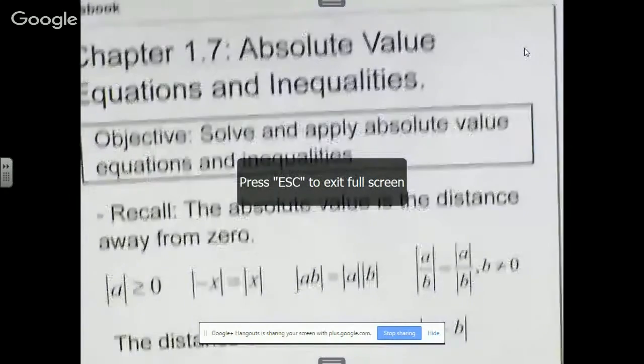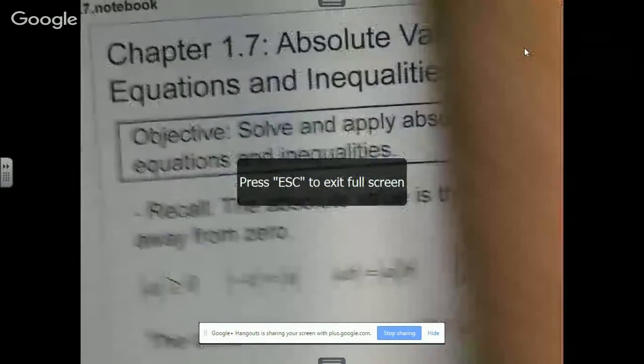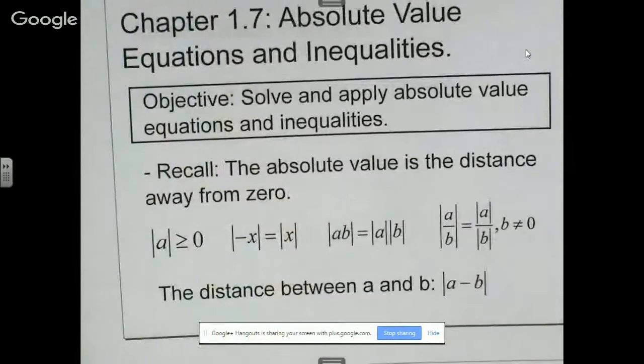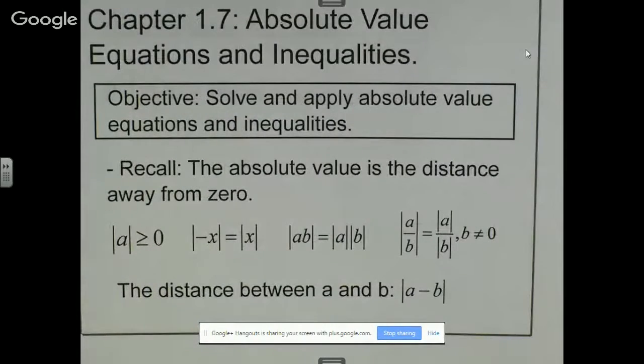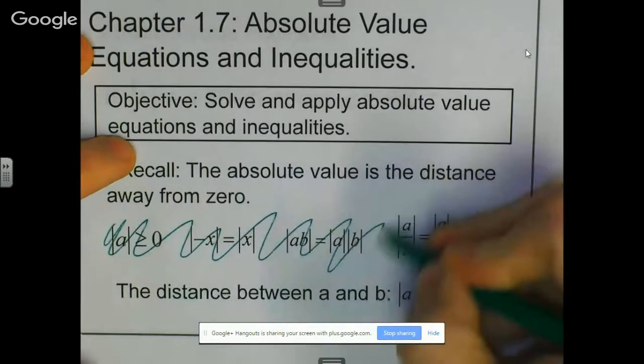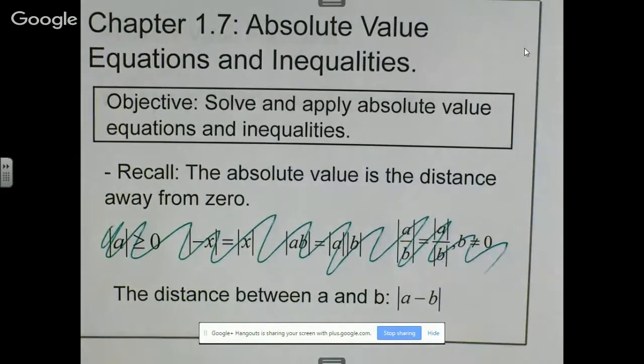We're going to talk about chapter 1.7, which is absolute value, equations, and inequalities. So our objective is to solve and apply absolute value equations and inequalities. This stuff here is not super important. We'll figure that out as we go on.